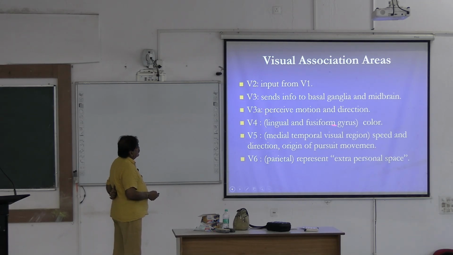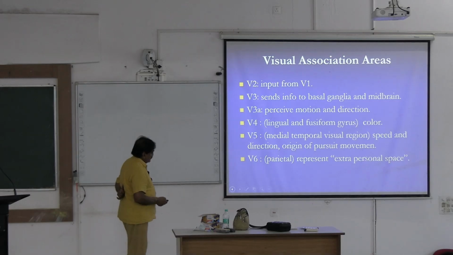V4, lingual and fusiform gyrus, color. V5, medial temporal visual region, speed and direction, origin of pursuit movements. V6, parietal, represents extrapersonal space.